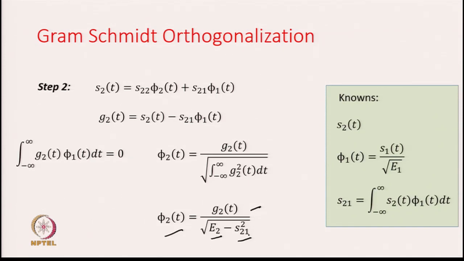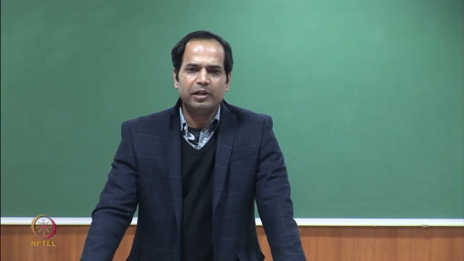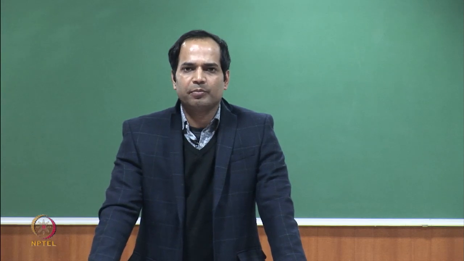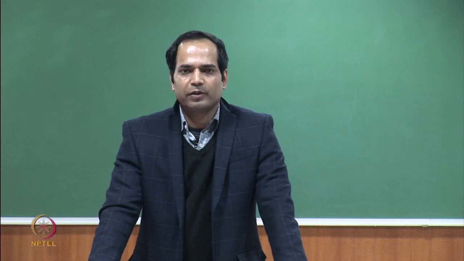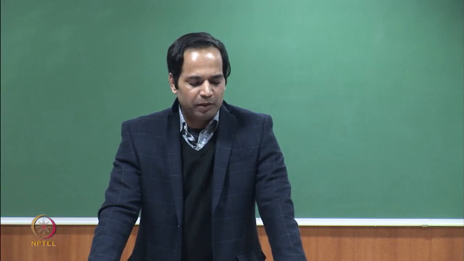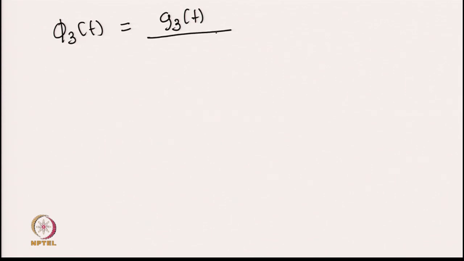Okay, so, we have obtained phi 2 t, and similarly we can carry out this orthogonalization procedure and we can obtain other orthonormal functions as well. Let me just do one more. So, we can start by computing phi 3 t, and phi 3 t can be conveniently obtained as g 3 t divided by the square root of energy of g 3 t.